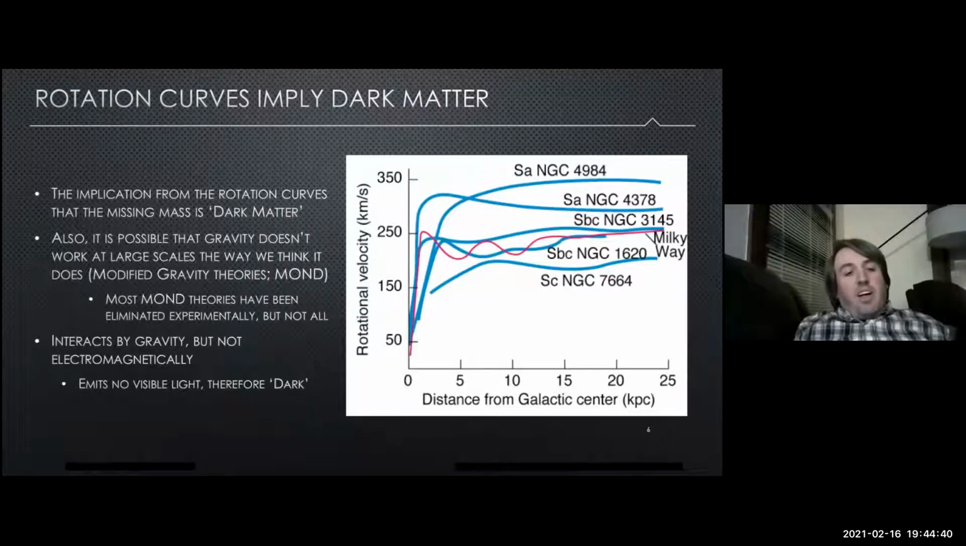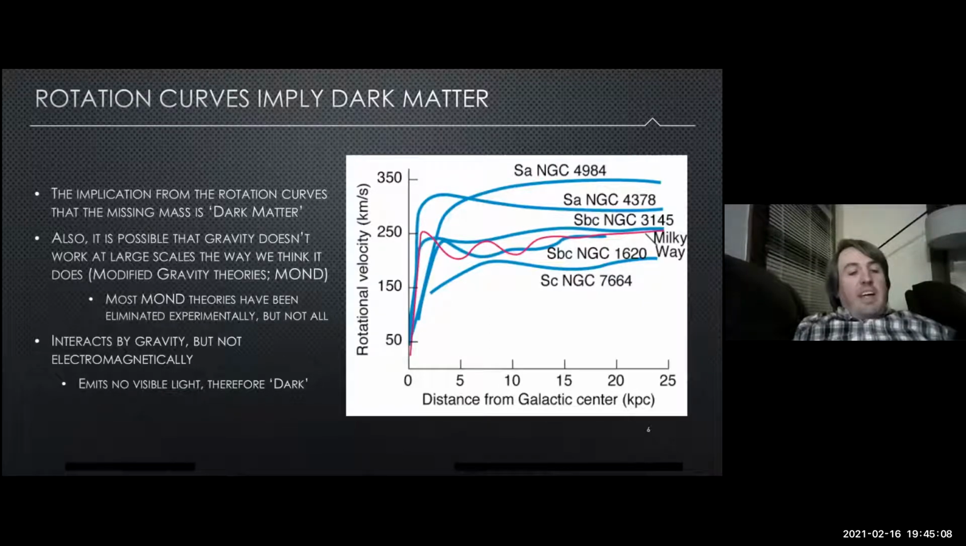These are called modified gravity theories, or MOND for short. I should say that most MOND theories have been eliminated experimentally, but not all of them. So there are still MOND theories around. It's still possible that everything I'm about to say is wrong and that dark matter is actually modified gravity. But for the rest of the talk, we're just going to assume that dark matter exists.